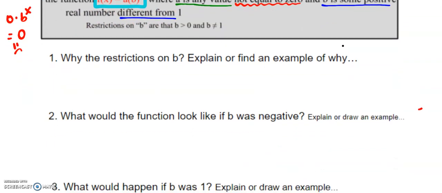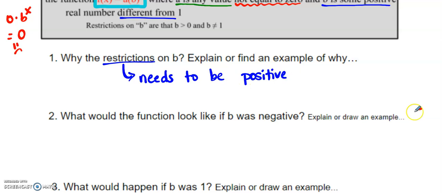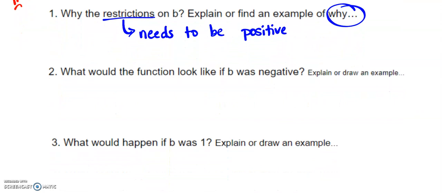And that's what I'm going to talk about in more detail. Why this restriction on b? Well, first off, the restriction on b is that it needs to be positive. To show you why, I'm actually going to talk about the situations if b wasn't positive. So let's just say we had y equals a times b to the x, and b was negative, okay? So, I don't know, I'll make up a number. Let's say it was, we're just going to use -2. That's easy to do in our head.